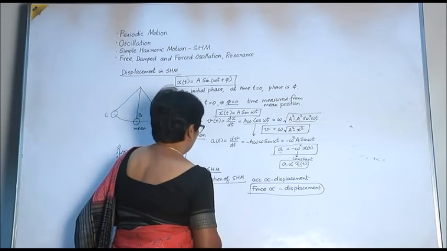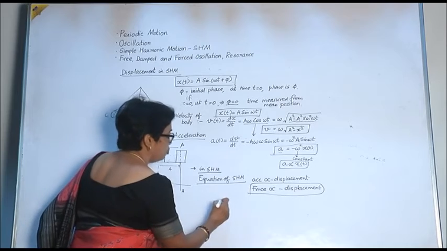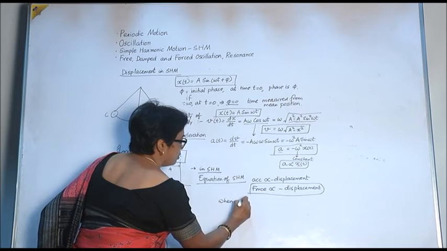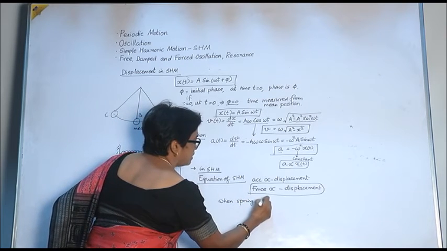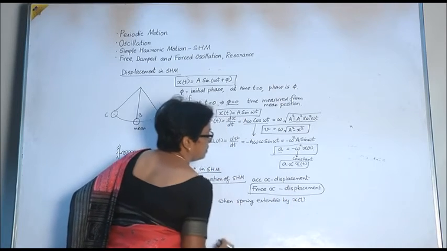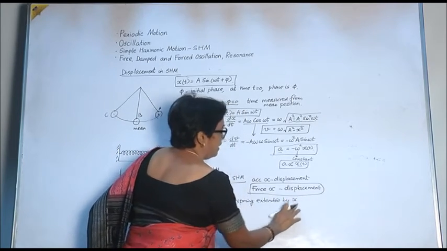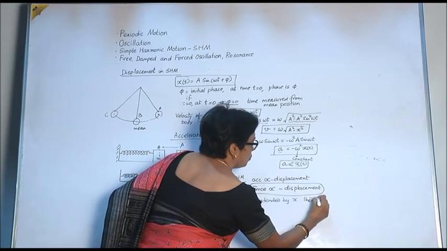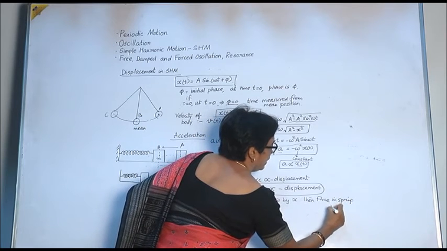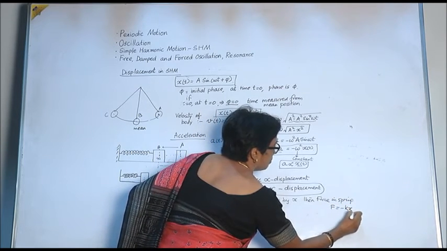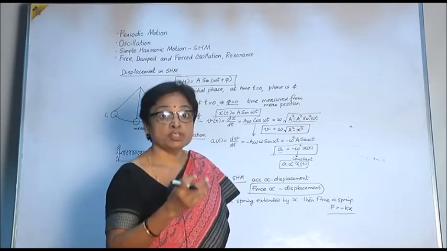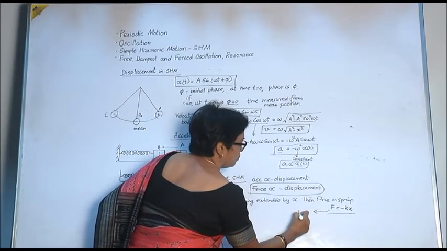So, force is proportional. See, in the case of a mass spring system, you know that when a spring is extended by x distance, then the force in the spring is equal to minus kx. This you have read from your elasticity chapter, Hooke's law. There will be a restoring force. This force is called restoring force.